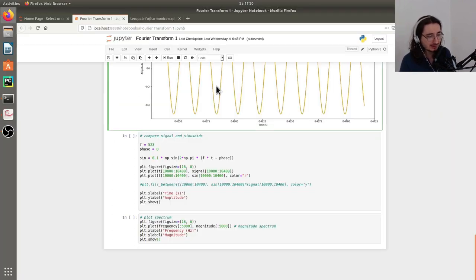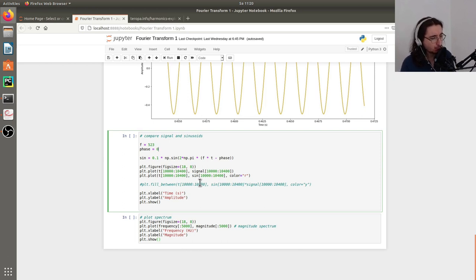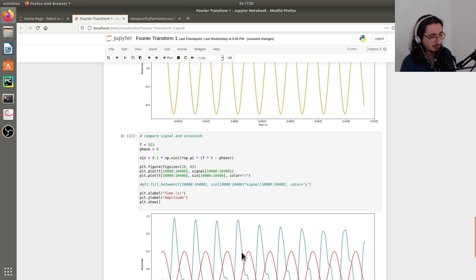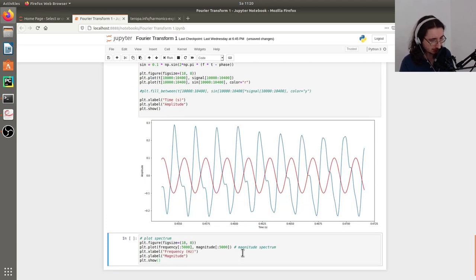Now let's see how this actually applies here visually. What I'm doing here is plotting both the original signal as well as a sinusoid, and the sinusoid is going to be shown in red. For the sinusoid, I'm using the fundamental frequency, so 523, and the phase is set at zero. Let's take a look at this. That's really cool.